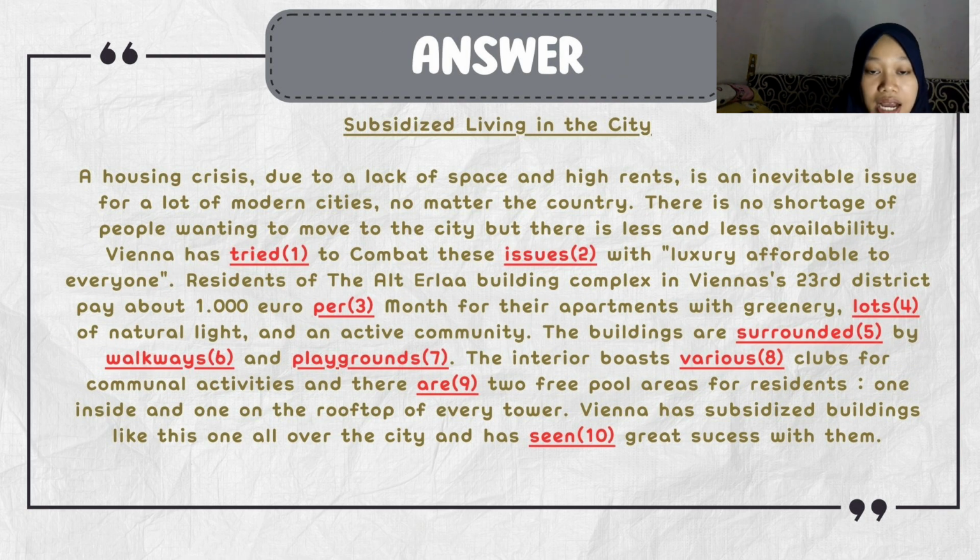Let's see the answer. Subsidized Living in the City. Number 1, thrive. Number 2, issues. Number 3, per. Number 4, lots. Number 6, walkways. Number 7, playgrounds. Number 8, various. Number 9, are. Number 10, seen. Maybe I forgot the number 5. The number 5 is surrounded. So that's all the answers for the text Subsidized Living in the City.